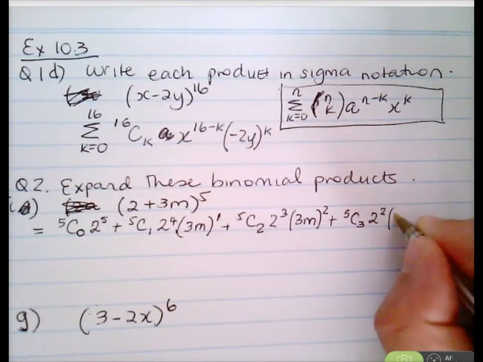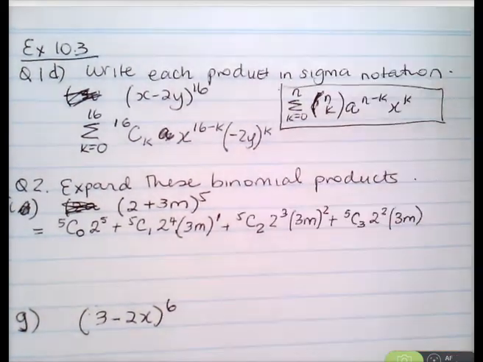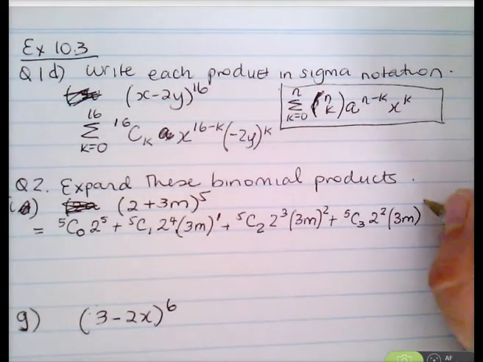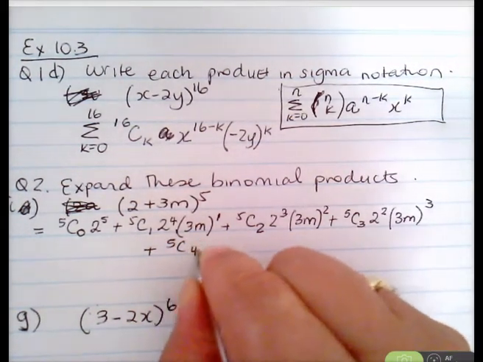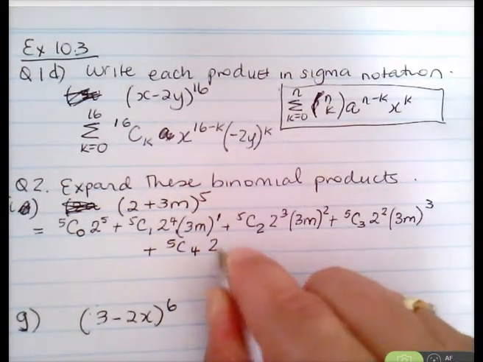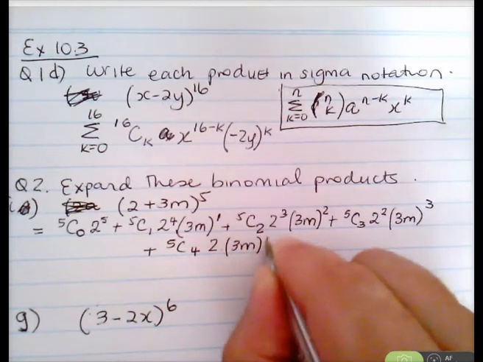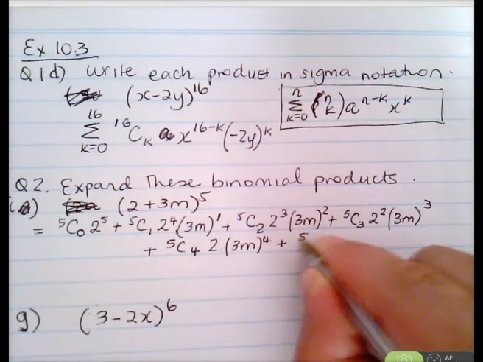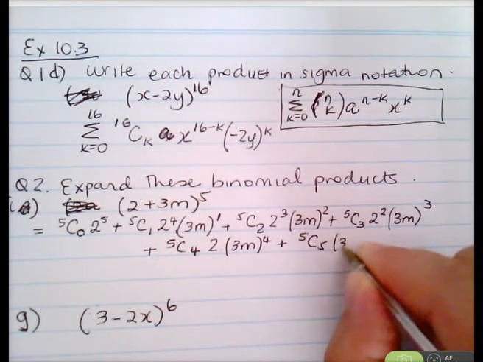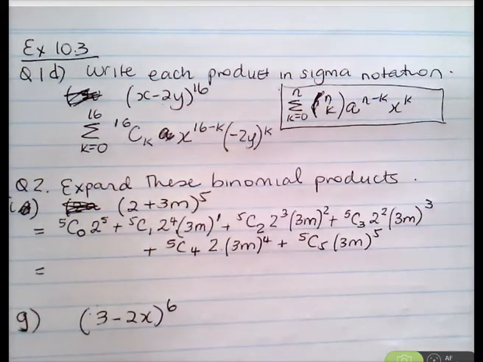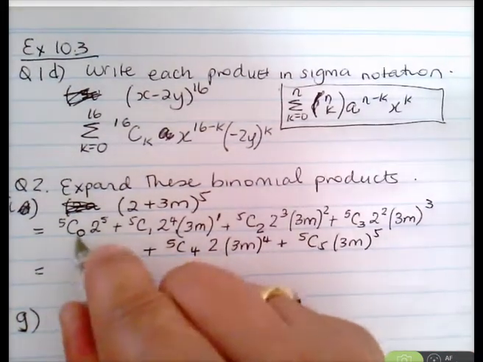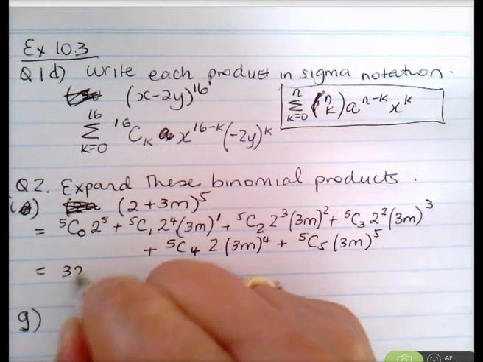5 choose 3, 2 to the power of 2, and we've got 3m cubed, plus we've got 5 choose 4, 2 times 3m to the power of 4, plus the last term will be 5 choose 5, 3m to the power of 5. So now we work this all out. 5 choose 0 is 1. So we've got 1 times 2 to the power of 5 is 32.